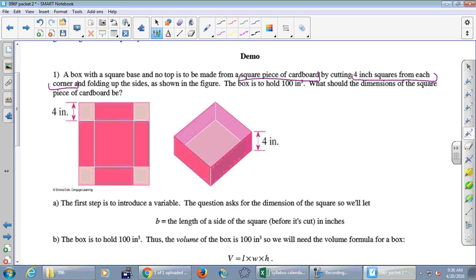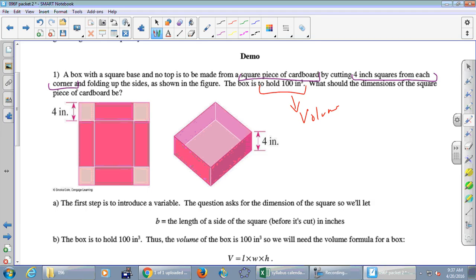Now, how much volume is in this box depended on the size of the original piece of paper, right? If I start with a big piece of paper, I'm going to have a bigger box. If I start with a really tiny piece of paper, I might have a really tiny box here. And so the question is, if you want the box to hold 100 cubic inches, that is to say, the volume is supposed to be 100 cubic inches, how big of an original piece of paper should I start with? That's the question we're going to solve, okay? We want to know how big the original piece of paper should be.